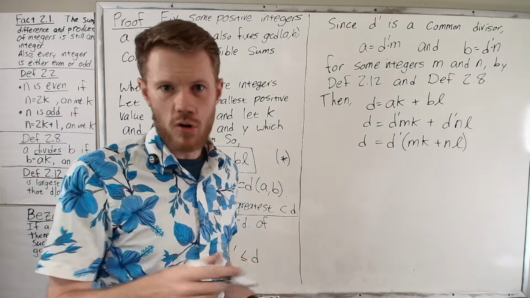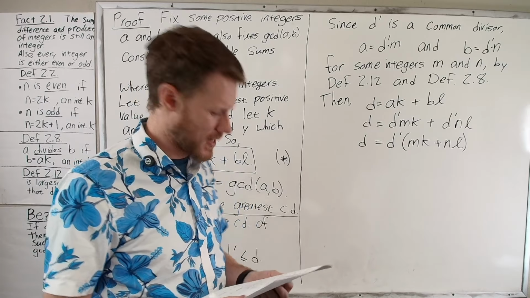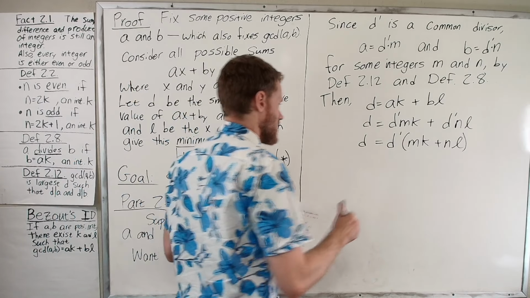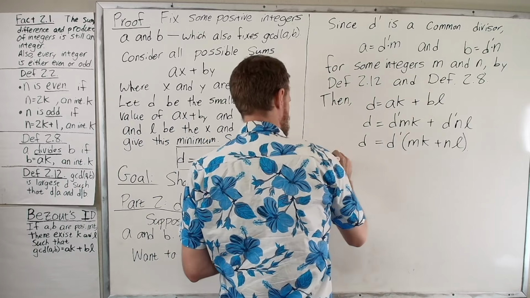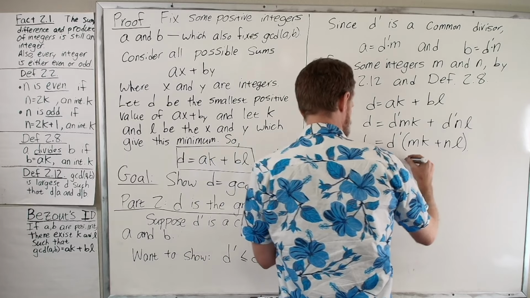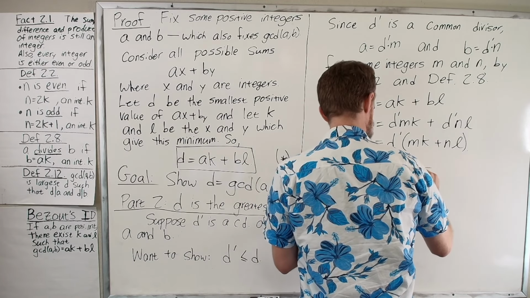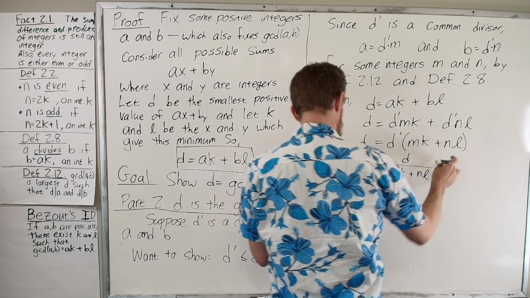Okay, so there are many ways that you could argue this. You could just write it out in words, what I just said. That would probably be a sufficient explanation for your professor, and for most audiences. You could also do something like this, just to show you one other option. You could say d prime is d divided by mk plus nl. So just divide over that term.